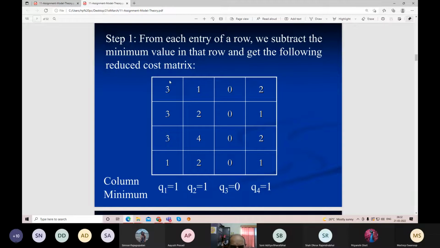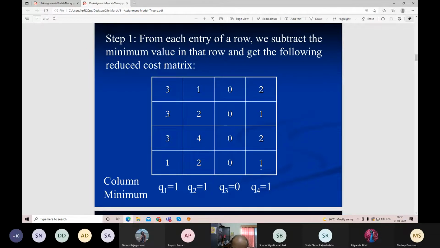What is the minimum in the first column? Minimum is 1. In second column, minimum is again 1. In third column, already there is 0, so there is no question of looking for minimum. Minimum is 0 already. And in the fourth column, the minimum is 1. So further, what should we do?